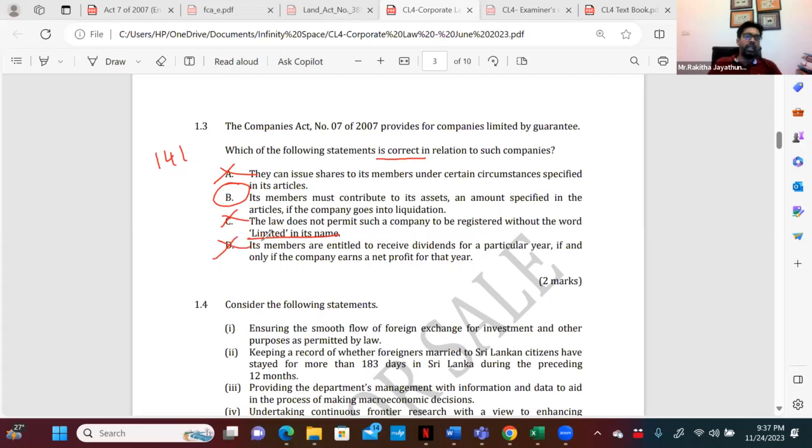Therefore, it is wrong. So the answer is B. The correct answer is B. The next one.